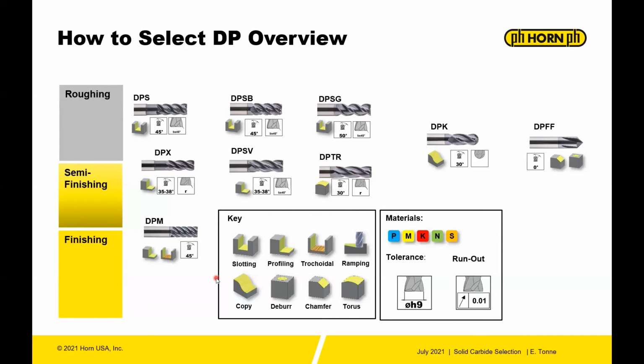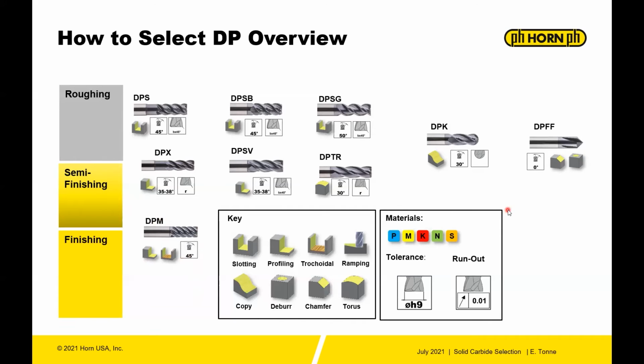On the finishing side, usually you want to pack as many flutes as possible. So you'll find the DPM end mill, that's 45 degrees, and you're not going to do full slotting with this tool. You're going to do either trochoidal milling or high speed milling to accomplish a pocket or to bring a part to size.